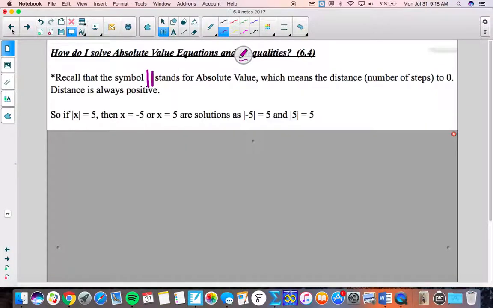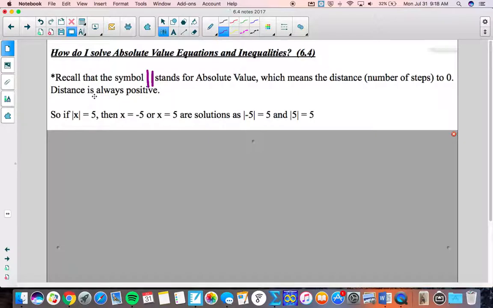Hey, welcome here. We are talking about solving absolute value equations and inequalities, section 6.4. So absolute value, you've heard that before, but what does that mean? Well, remember, first of all, it means the distance or number of steps to zero, and distance is always positive. No matter what direction on the number line you're going, if you're taking a step, that counts as one.